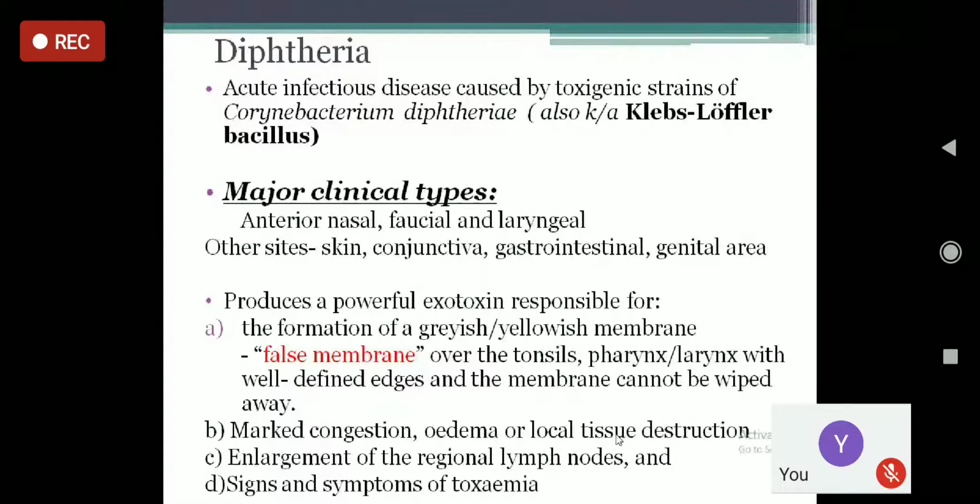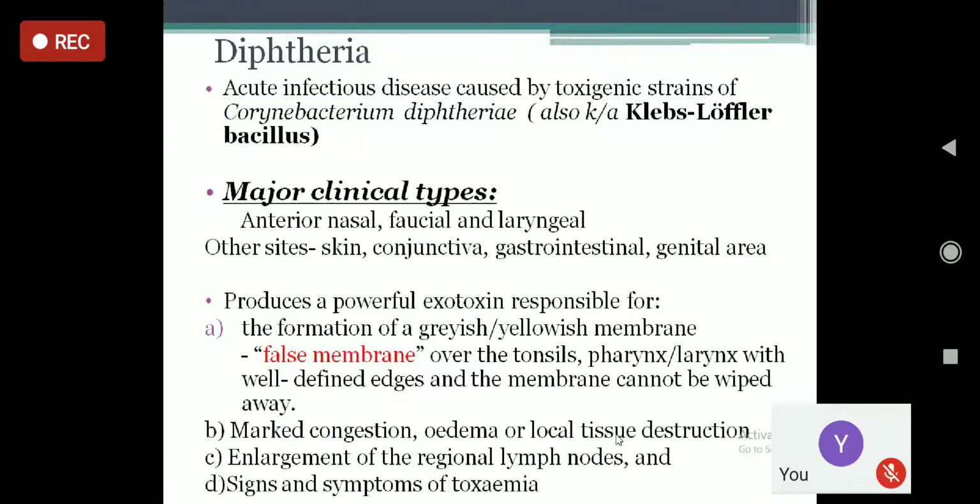Okay, and it is produced over the tonsils, pharynx or larynx, with well-defined edges. The edges are very well-defined, okay, and smooth, regular. The membrane cannot be wiped away easily. Okay, it's a very adherent type of membrane. You can't easily scrape it off. Okay, and it causes marked congestion, edema, or local tissue destruction.